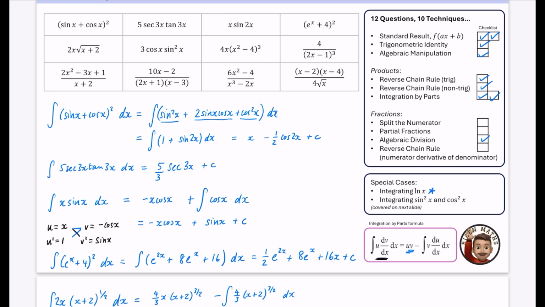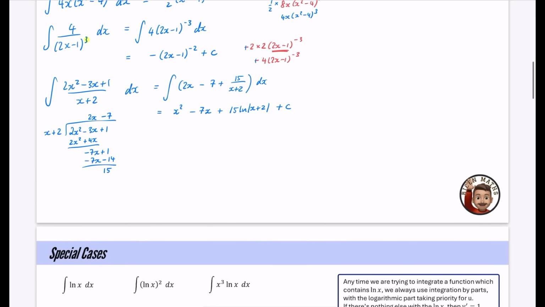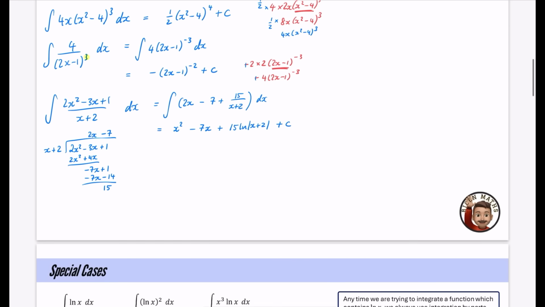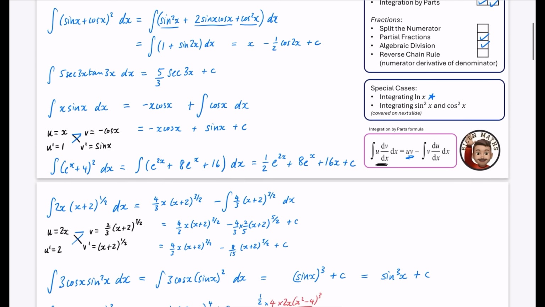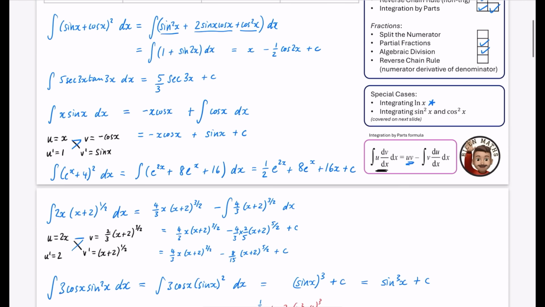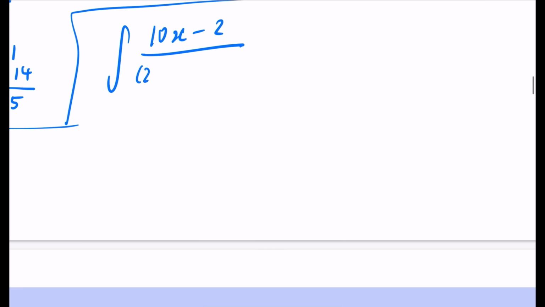This is a typical example of partial fractions. So we have a 10x minus 2 over some stuff that we've got there. I'm just going to quickly box that part off so I have a bit more space. So I'm doing the integral of 10x minus 2 all over 2x plus 1 and x minus 3 with respect to x.